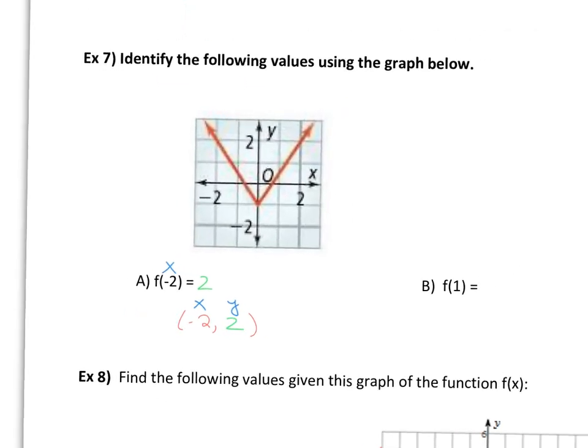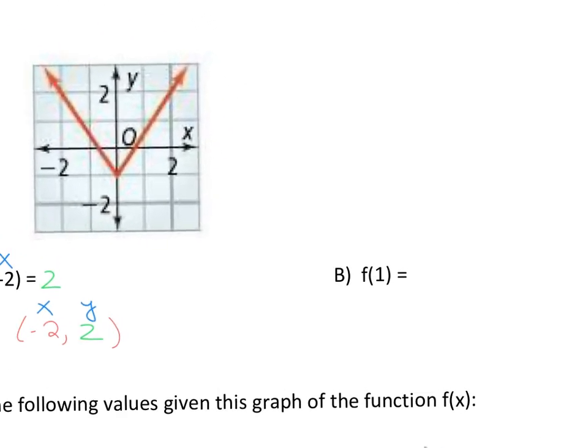Okay, now let's go to the next one. So now this is saying f of 1. Again, if you want to think of it as an ordered pair, do that. 1, what? You input a 1, what do you get out? Okay, so again, these are your x values.